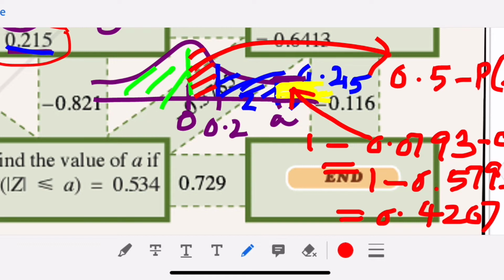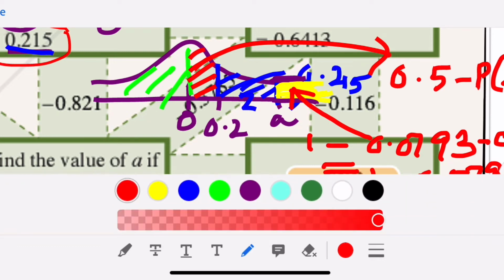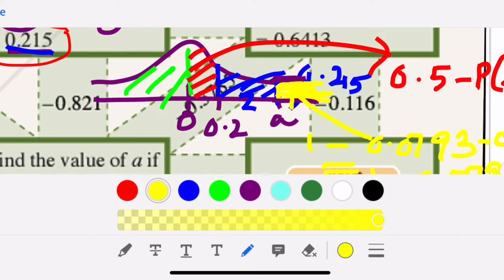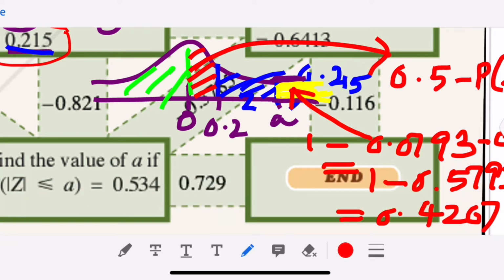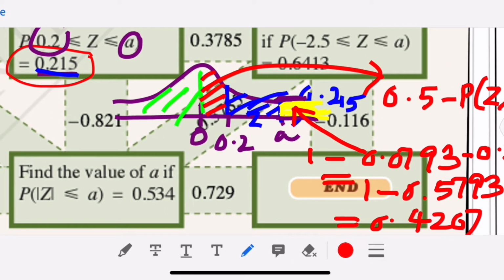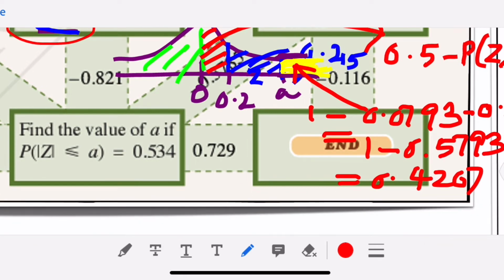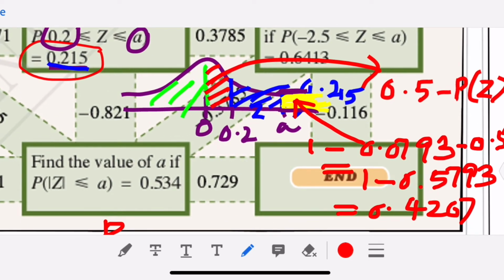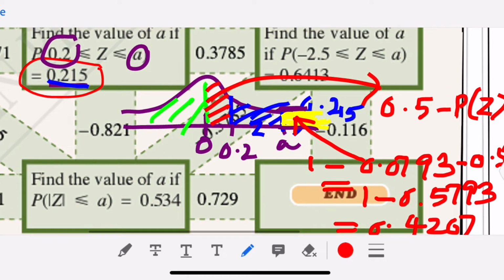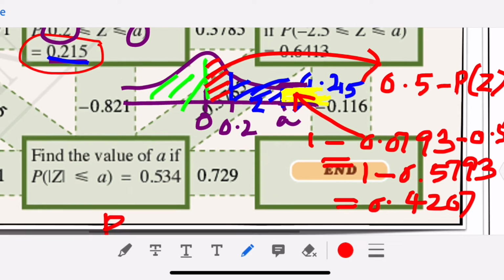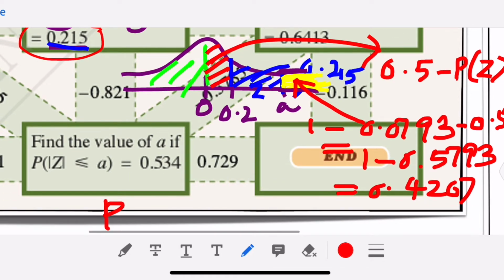Okay, the yellow one, the area that I shaded should be here. 0.4207 will be the area that is more than z more than 0.2, right? So we will say probability for z, we are given the area is 0.215, right? 0.215 for the blue one.